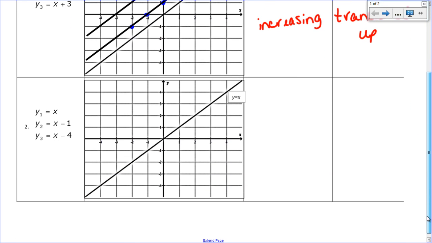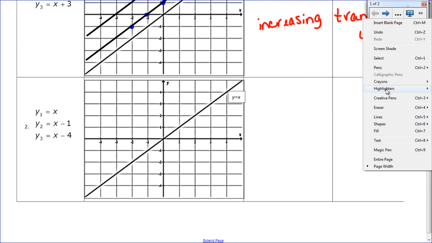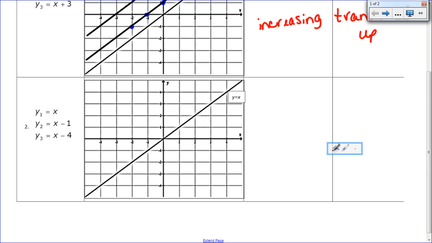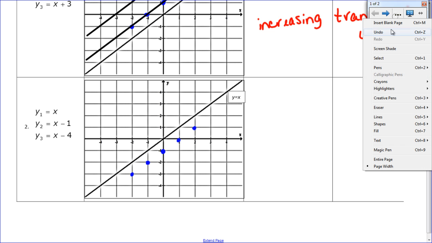So now let's look at the next set. I've got my parent function again, y equals x. It starts there at 0, and has a slope of 1. And now I'm going to do x minus 1, which means it starts down here at negative 1 because that's my y-intercept. But my slope is still 1, so I do up 1 over 1. And I can connect my points and make a graph.